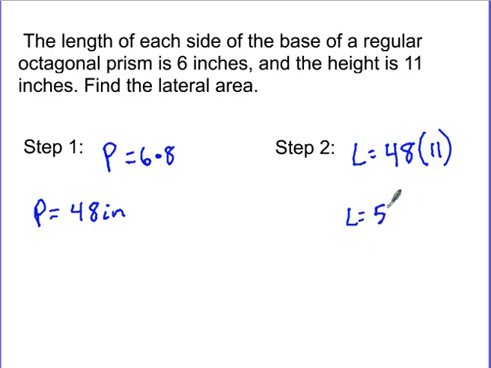528. 528 inches squared. Okay? So that's lateral area. Lateral area really is just finding the area of a bunch of rectangles that are joined together as the lateral sides of a prism.